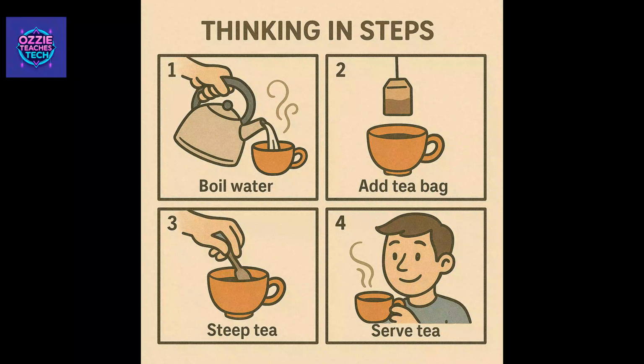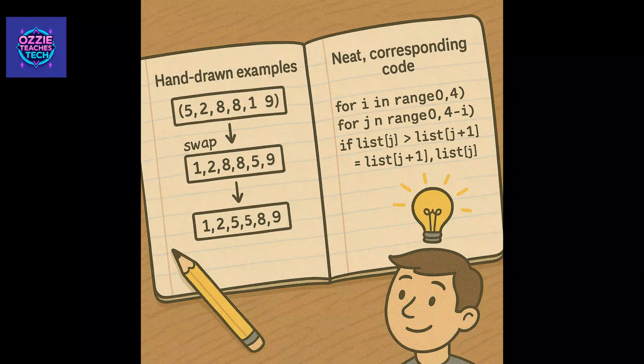Okay, this is where we talk about what actually separates top students from everyone else. It's not intelligence. It's not some magical talent. It's mindset. Let me show you how top computer science students think.